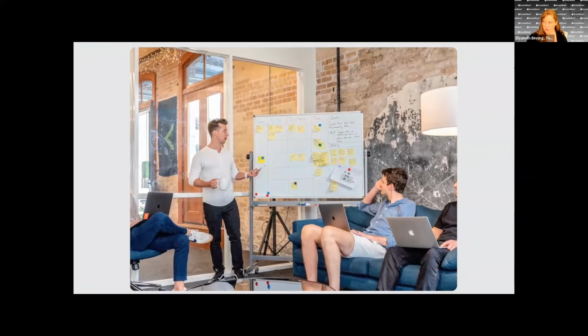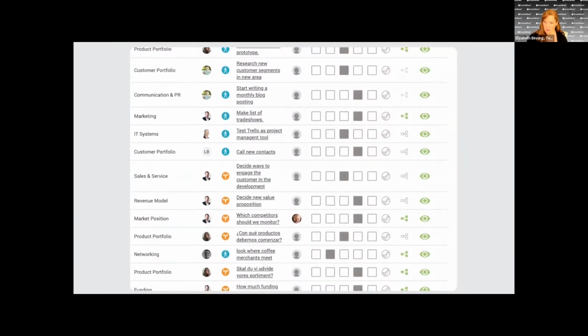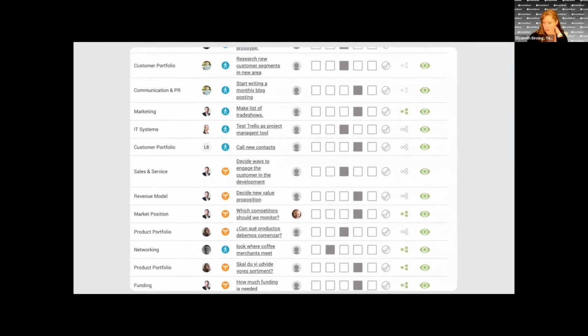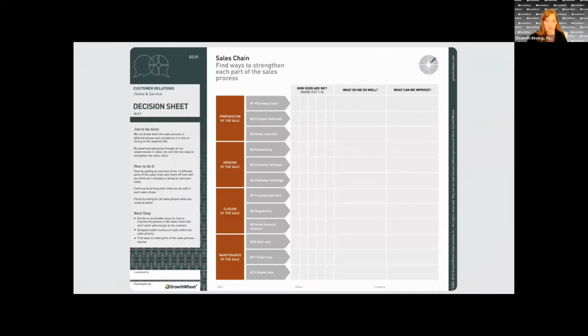Next, take some action steps. Make a 30, 60, 90 days plan to carry out the suggestions to strengthen the sales effort. Delegate tasks within the sub-processes. Find ways to make parts of the sales process shorter. And that was a quick introduction to the Sales Chain GrowthWheel decision sheet.